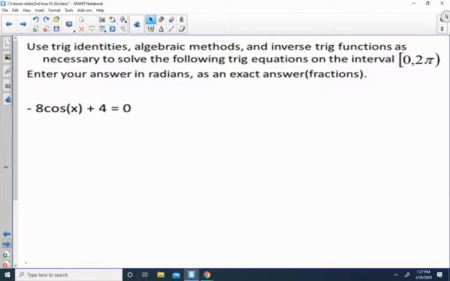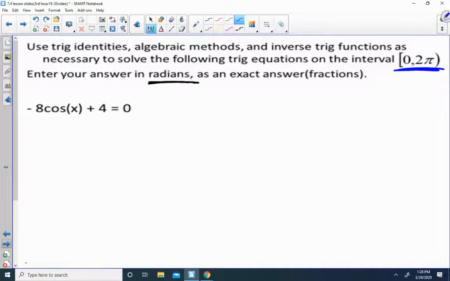So that's what the instructions are saying. From 0 to 2 pi, we're going to be finding all the solutions that make this true. I also want to point out we will want the radian answers. For this problem, I would first recommend we get the cosine by itself. That will be our first objective.